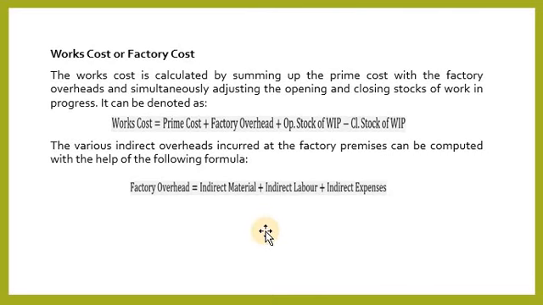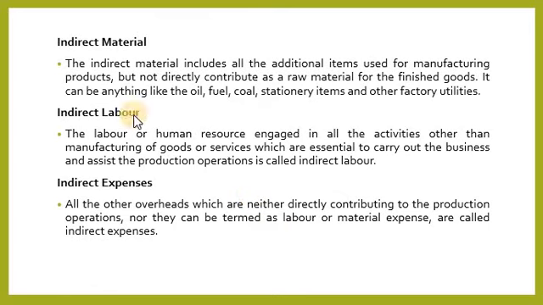Okay, let's go for the next. Already I told you what is the meaning of indirect material, indirect labor and indirect expenses. Examples of indirect material are oil, fuel, coal and stationery items. Indirect labor expenditure includes not production staff but office staff. Then indirect expenses are those not related to production.